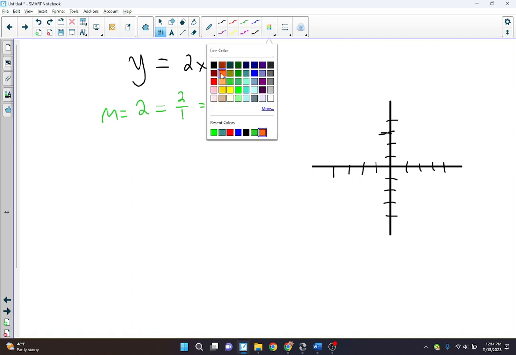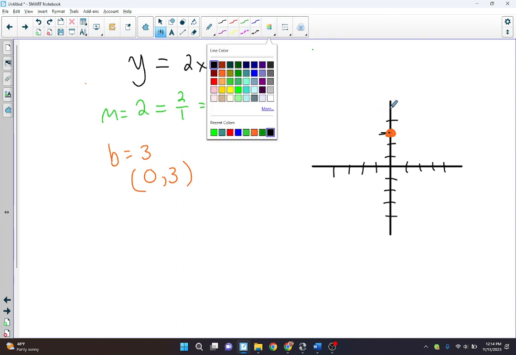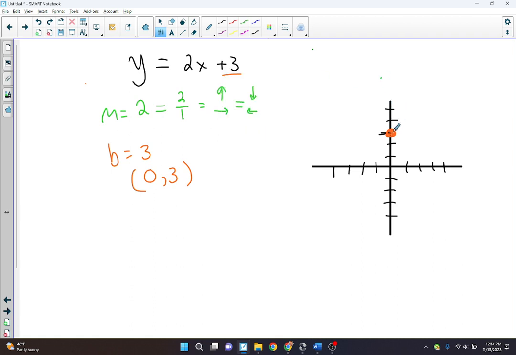The second part is b. b equals 3, so that tells me I'm going to start at 0, 3. So 0, 3 starts right here. For my slope, I go up 2, right 1. Remember, if it doesn't fit, then you make sure you go the other direction also. It's okay if they don't all fit. So up 2, right 1, and then the reverse direction, down 2, left 1.